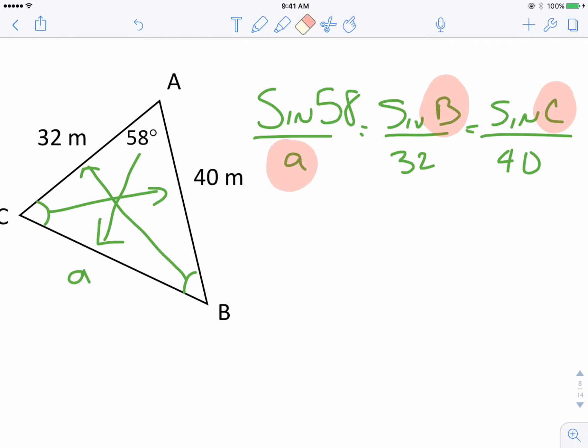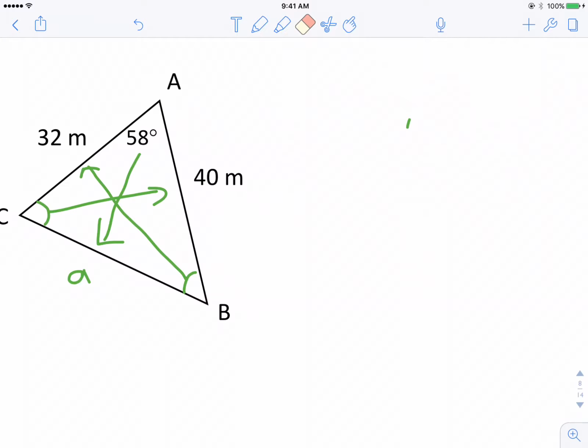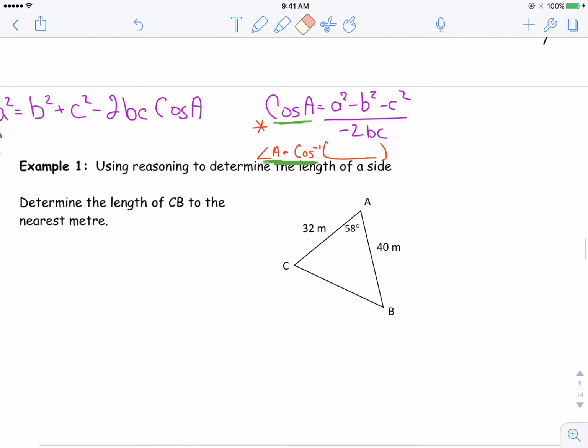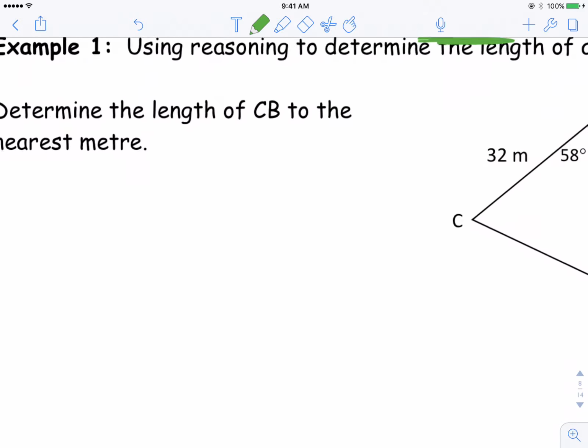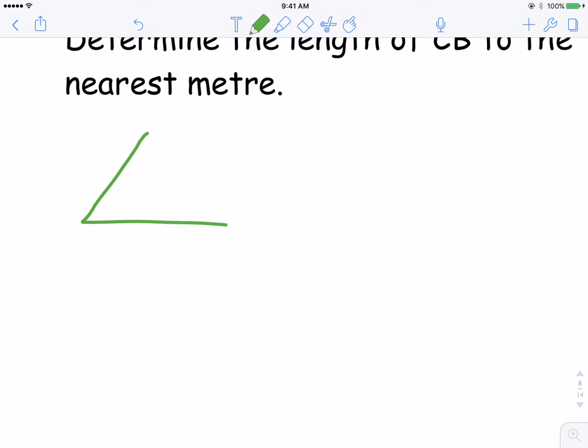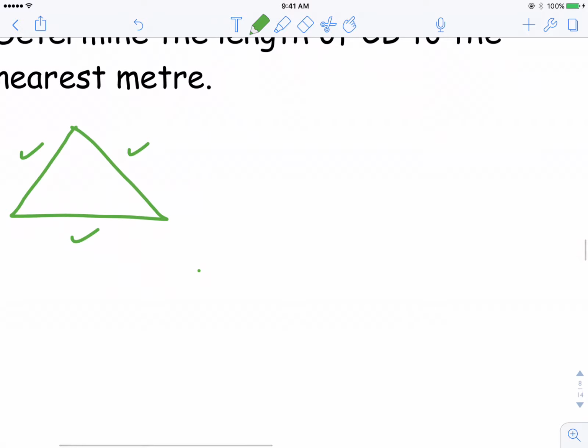So we have this other one called the cosine law. And I'll show you how the cosine law works in two specific instances. One is if we have a triangle in which we know all three sides. If we know all three sides, we can use the cosine law and calculate for a missing angle. Or if we have a triangle in which we know two sides and the angle between the two sides, then we can use cosine law to calculate for a missing side.